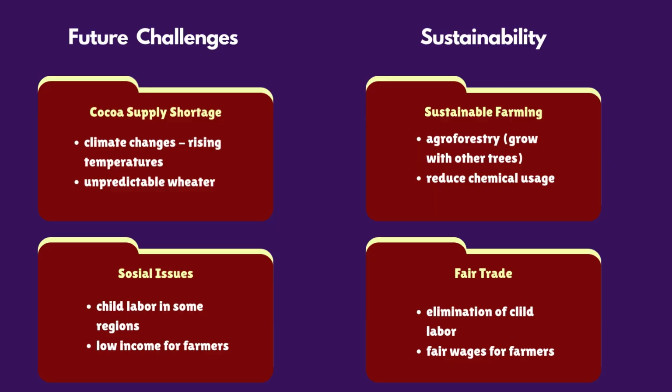Next, I'm going to talk about one major challenge: cocoa supply shortage due to climate change, such as rising temperature and unpredictable weather. There are also social issues, including child labor and low income for farmers. To address this problem, sustainable practices are important. For example, sustainable farming like agroforestry helps protect the environment, while fair trade ensures fair wages and reduces child labor.